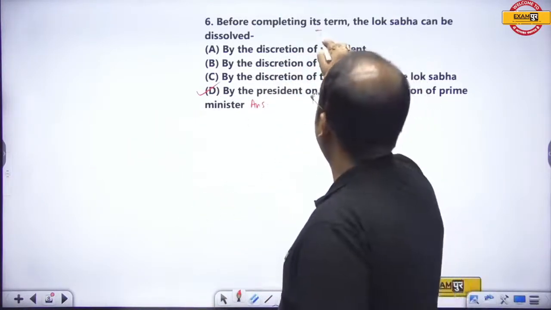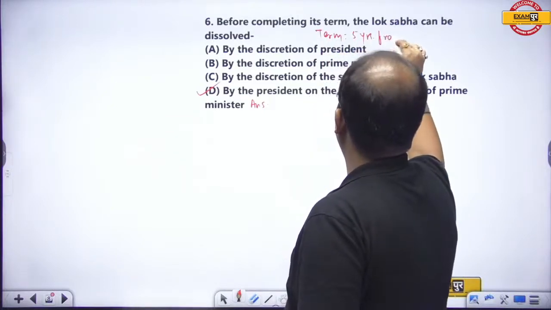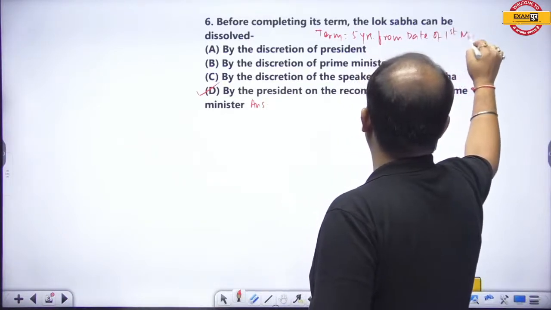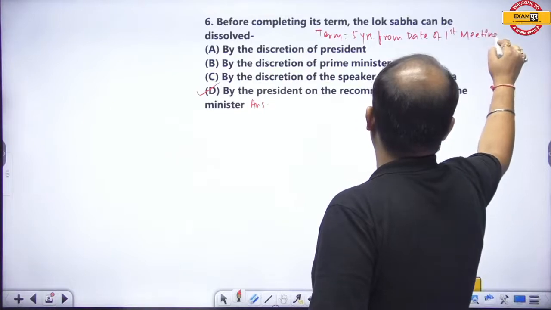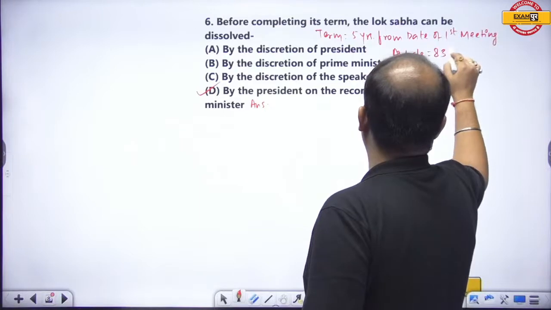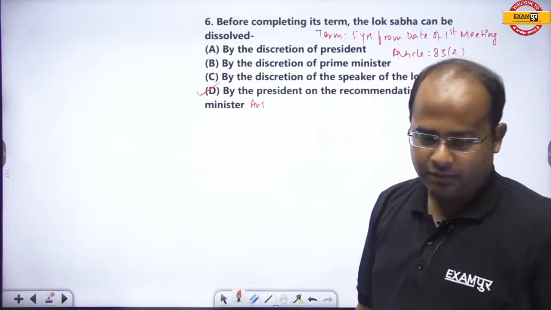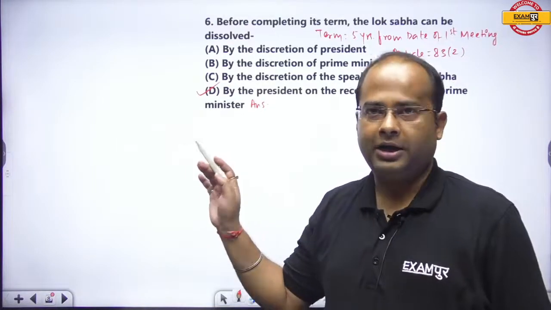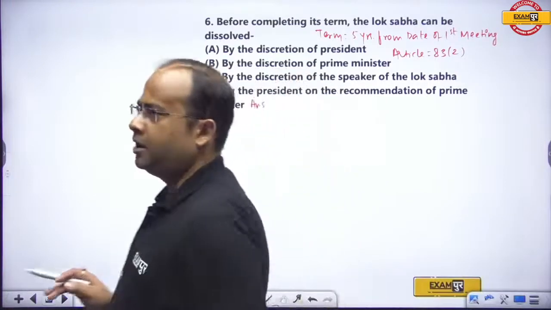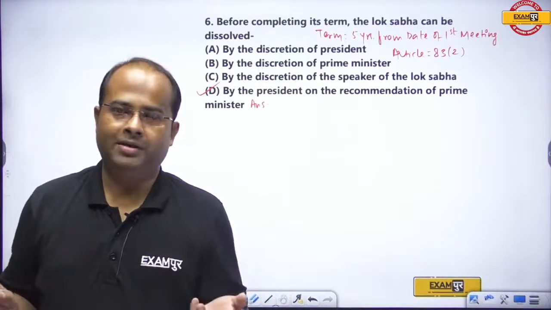And the term of Lok Sabha is 5 years from the date of first meeting, and that is defined in article 83 clause 2. So the term of Lok Sabha is 5 years from the date of first meeting. Normally it is 5 years from the date of first meeting, but it can be dissolved by the president on recommendation of PM at any point of time.